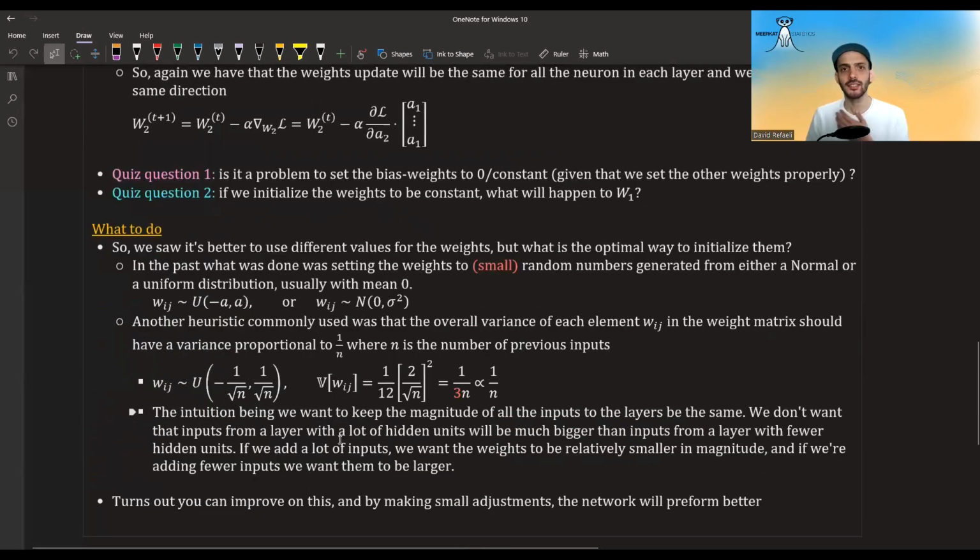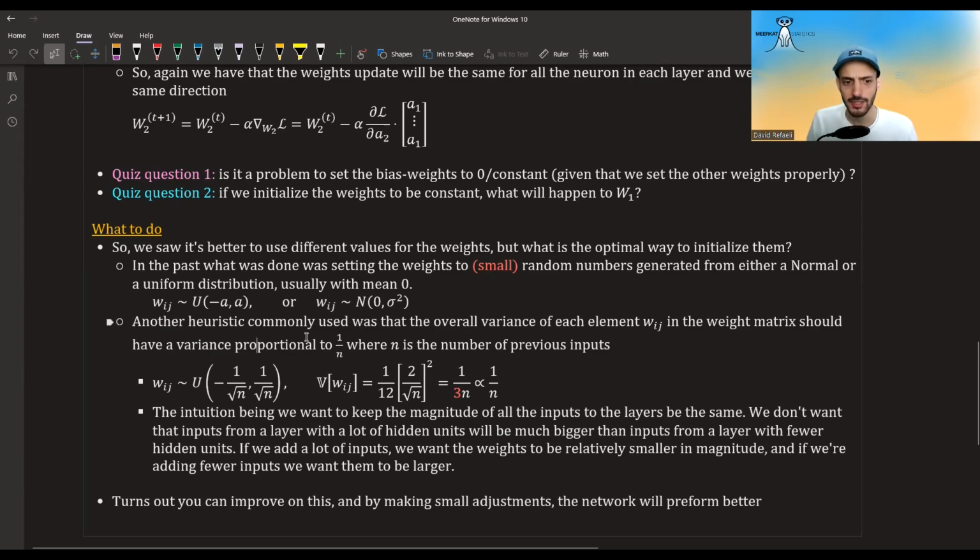Okay, so this is what not to do. What do you do? What was done in the past and is still used also today is that you generate small random numbers either from a uniform distribution or a normal distribution, usually with a mean around 0, and these are the weights that you set in the neural network.